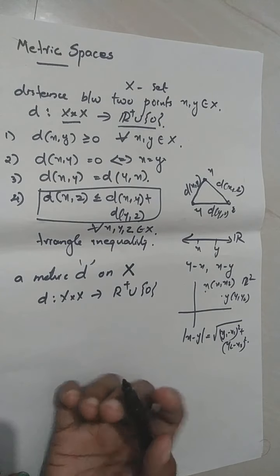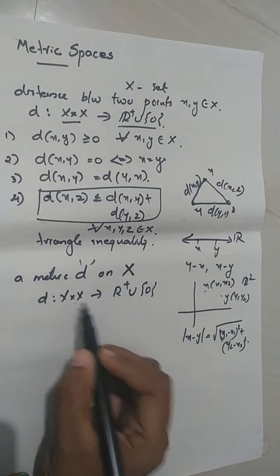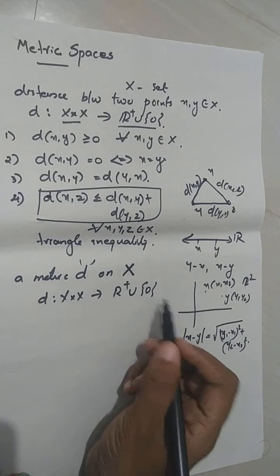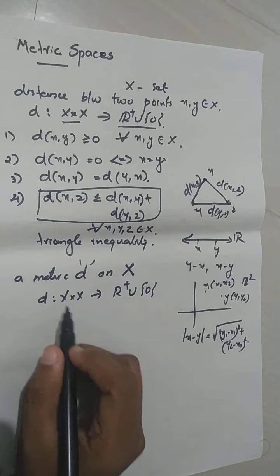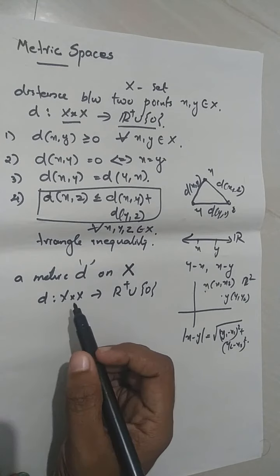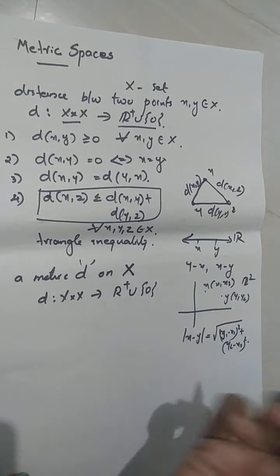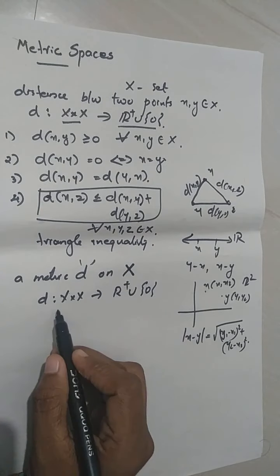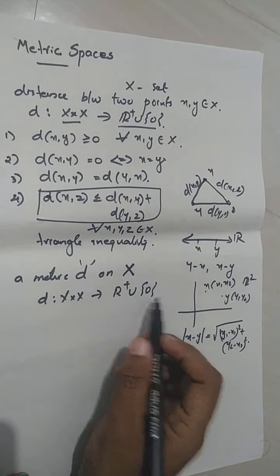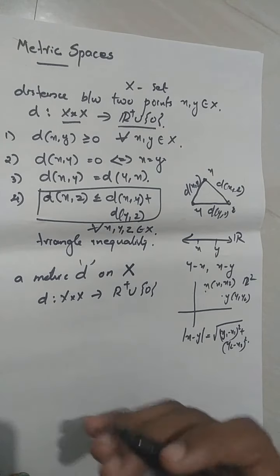Okay, so that's why our metric is a function from X cross X to R plus union set 0. And when we say this function is a metric, it satisfies all these properties of distance. So a metric D on a set X is a function from X cross X to R plus union set 0, and it satisfies all those properties of distance.